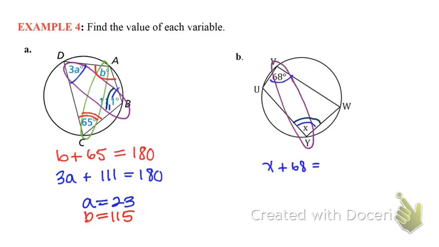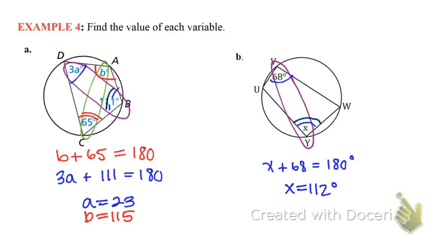Notice that 68 and x are opposite angles, so what has to be true? They have to be supplementary. They add up to be 180. So x plus 68 equals 180. And then you just solve it. Very simple solution. Subtract 68 from both sides, and you've got your answer as 112 degrees. Very nice. Great. Okay, we're going to move on.